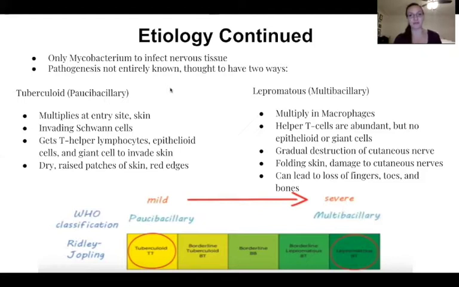Lepromatous, it multiplies in macrophages, which it also gets helper T cells to help at that point, but there's no epithelioid or giant cells. And it gradually will destroy the cutaneous nerve, causing nerve damage and folding skin, and it can lead to the loss of fingers, toes, and other appendages.